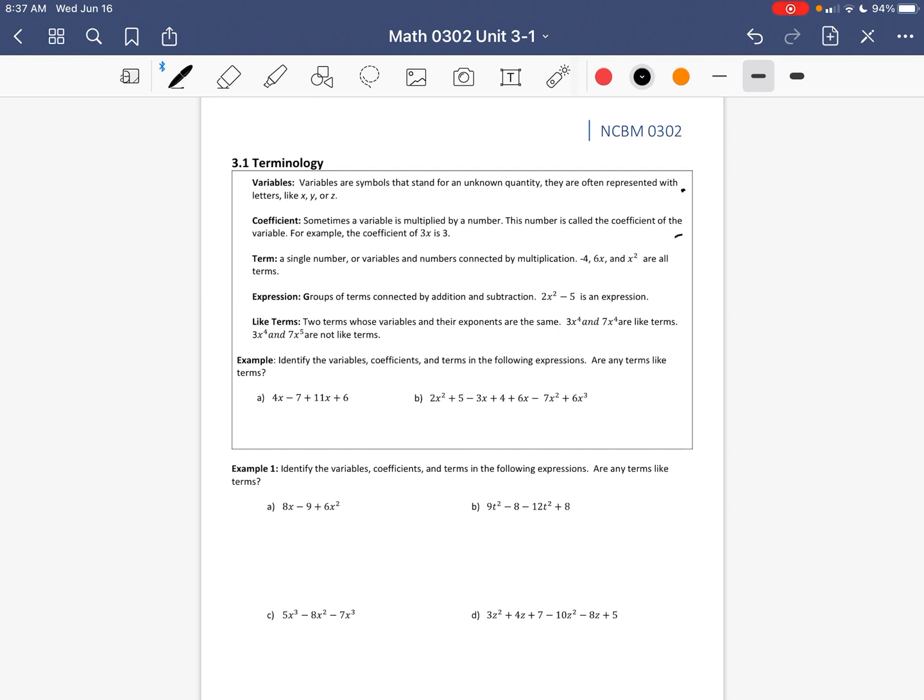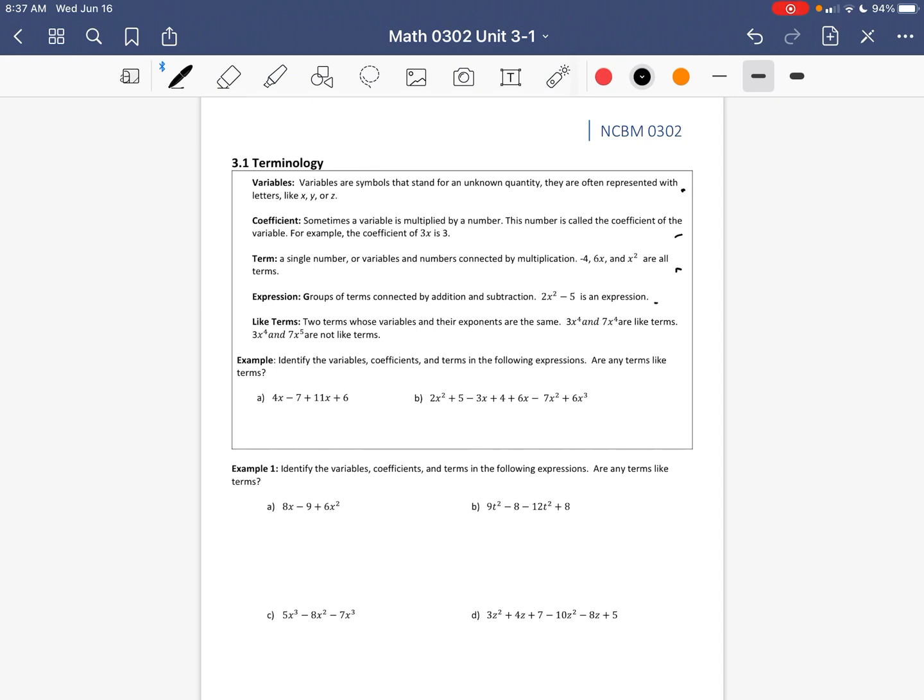Other terminology we use are coefficients. Sometimes a variable can be multiplied by a number, and this number is called the coefficient of the variable. For example, the coefficient of 3 times the variable x will be the number 3. We also have terms. Terms are single numbers, or variables and numbers connected by a multiplication. So minus 4, 6 times x, and x squared, these are all terms.